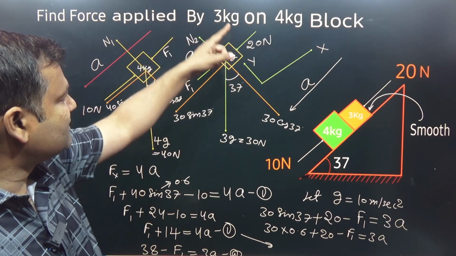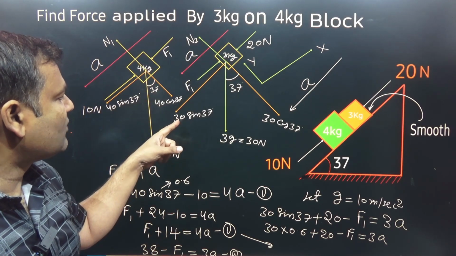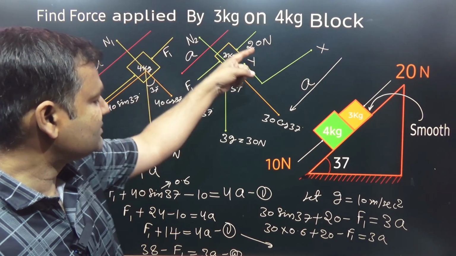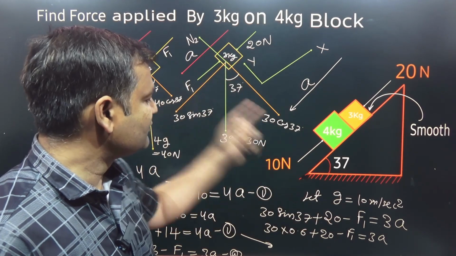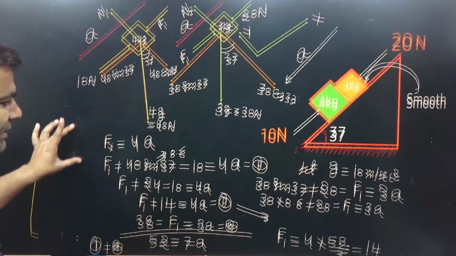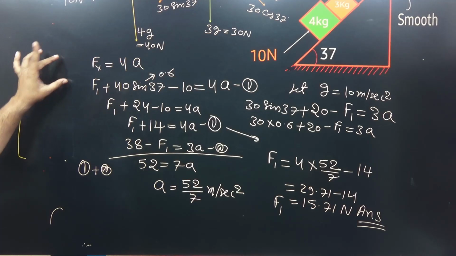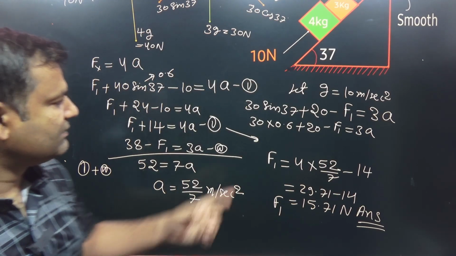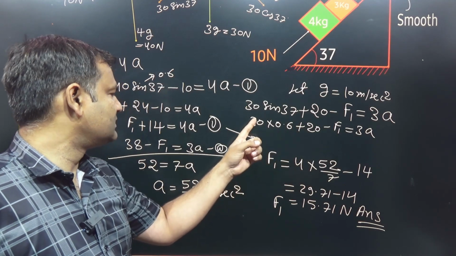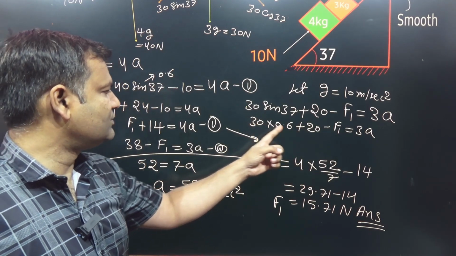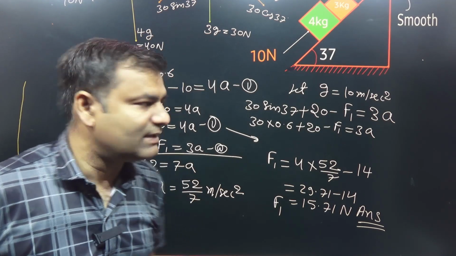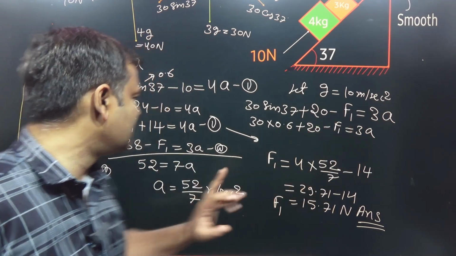Unbalanced force in which direction? Downward direction. So the forces in the downward direction are positive: 30 sin 37 plus 20, and this one is opposite, so minus F1, equals how much? 3 into A. After that, look here very carefully. Sin 37 is 0.6, so put that value here. 30 into 0.6 is 18. 18 plus 20 is how much? 38. So 38 minus F1 equals 3A.